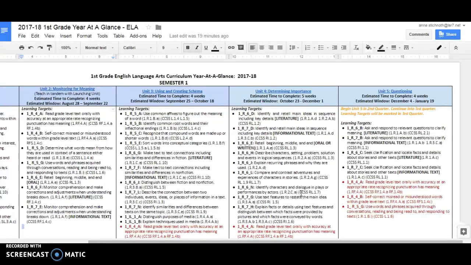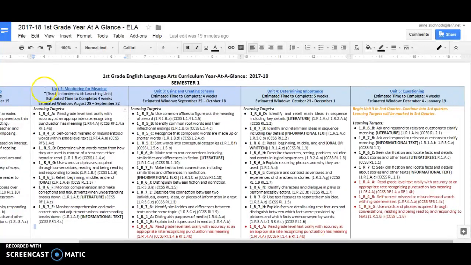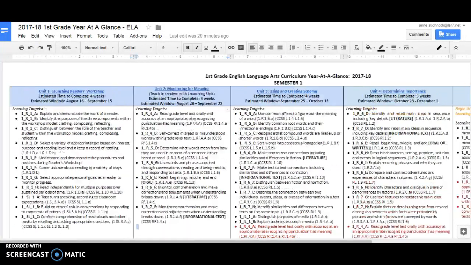When a unit has spanned quarters, at the top of the unit, there's been a note made that you are to begin Unit 5 in second quarter, but continue it into third quarter, and that the learning targets will be marked in third quarter. So there's a note about when those learning targets should be marked on the progress report, taking into consideration you may span over 2 quarters of the school year.